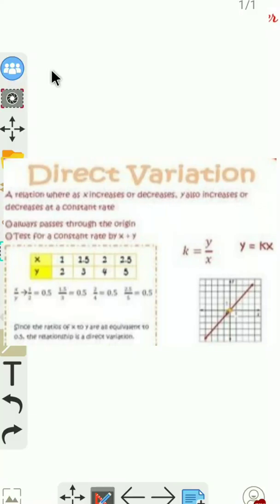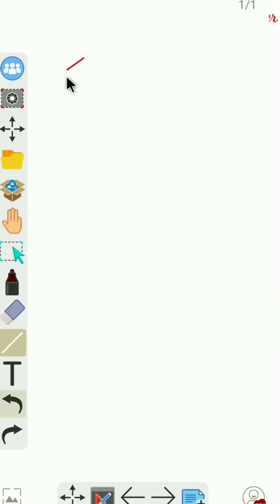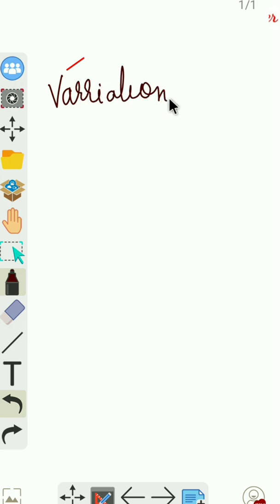This lecture will be on variation. First of all, we'll try to understand what is variation. Variation simply means changes seen or observed.